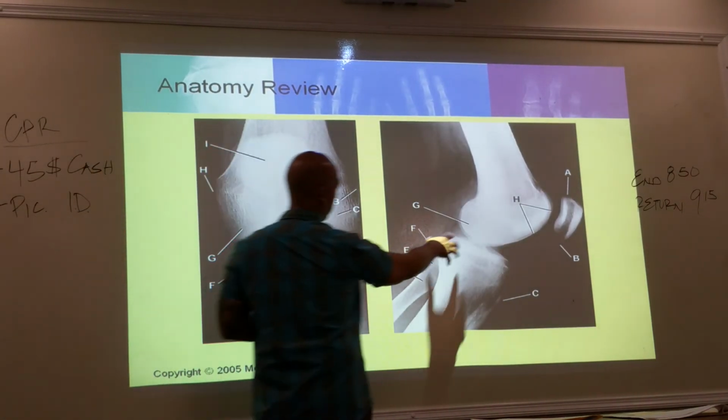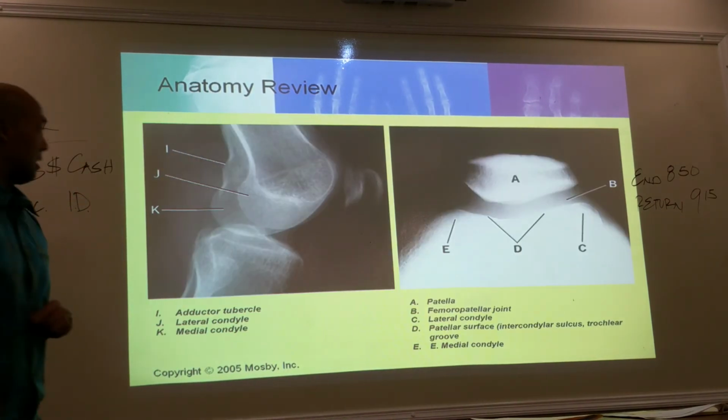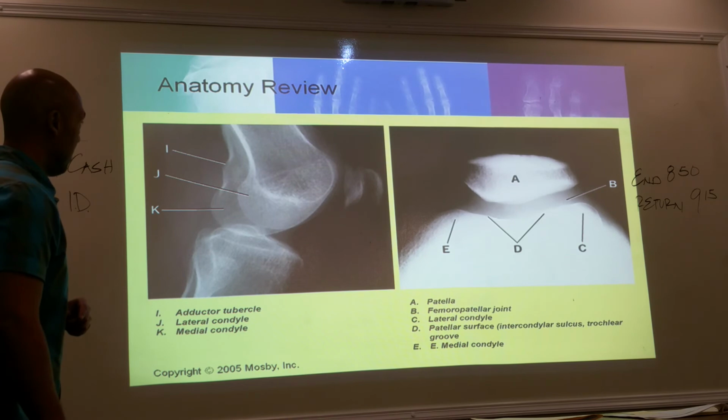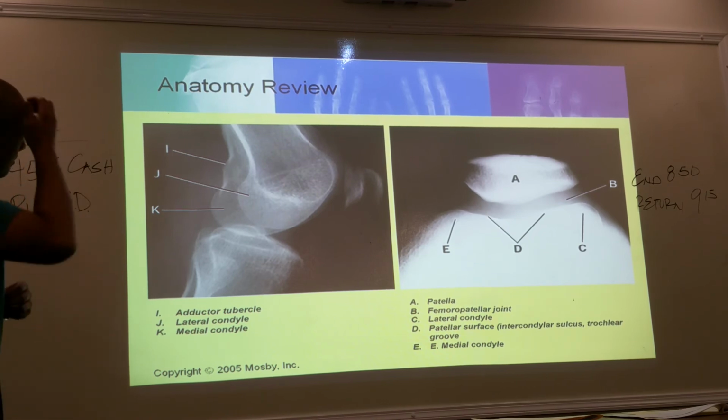A true lateral, with a tube angulation, is going to superimpose the two condyles. So this is a very good lateral knee. This is not. Okay. You say true AP or lateral? What did I say? True AP? Oh, true lateral. Okay. Sorry, true lateral.